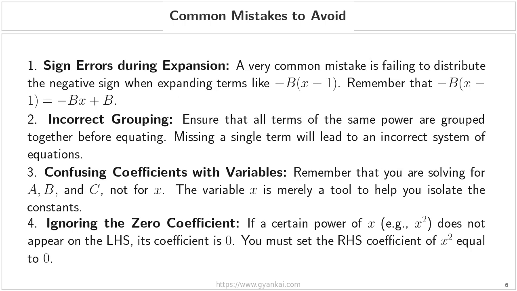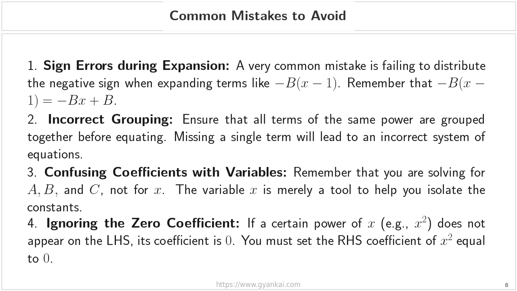4. Ignoring the zero coefficient. This is a subtle but important point. Sometimes, a certain power of x might not appear on the left-hand side of your equation. For instance, there might be no x squared term. If that happens, it means the coefficient of x squared on the left-hand side is 0. You must remember to include this when you equate coefficients on both sides.